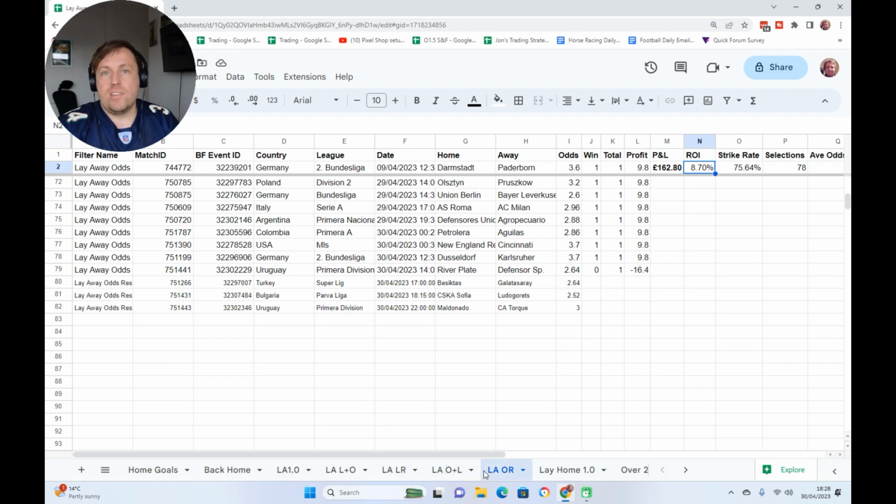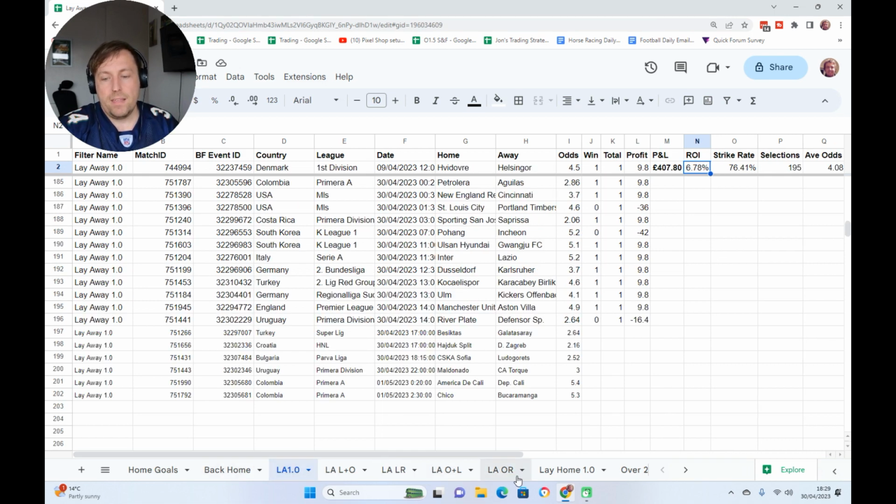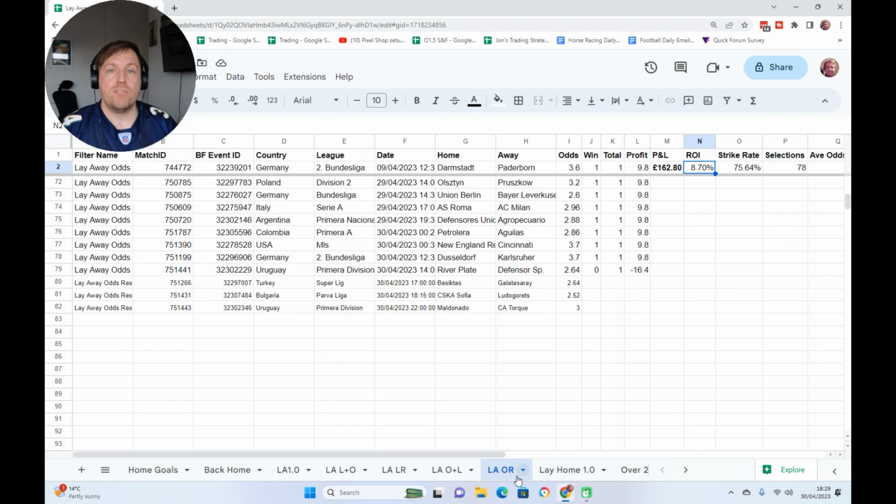None of these strategies have done as well as the original filter. Let's talk about odds, because we talked about leagues, we haven't talked about odds. Well, again, you're getting a similar problem where you're going to base your odds range.